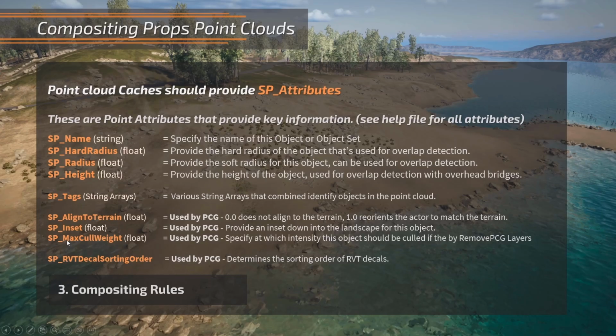And then here we have the max cull weight attribute. Again, this is used by PCG to cull the object if the removed layers are applied. And then finally, for the RVT decals, we also need to pass through the sorting order. This is important if you have different decals that are being projected onto your terrain, and it determines which ones end up on top if there's any transparency present. It also helps to make sure that they sort properly. For example, any asphalt detail that you want to project onto your roads should probably be below your road lines.